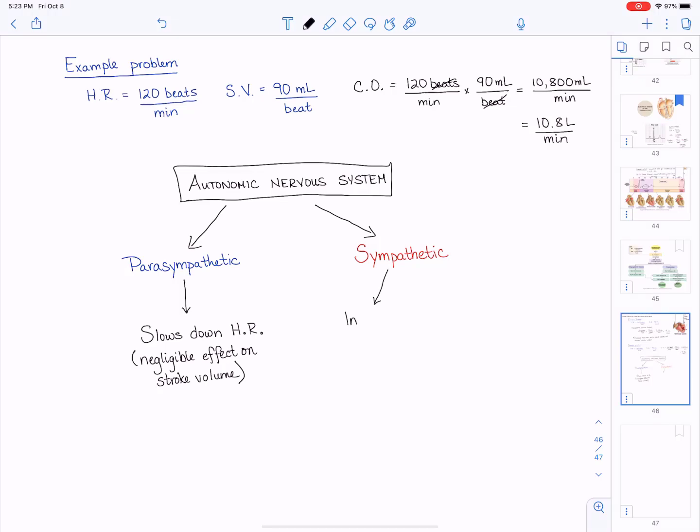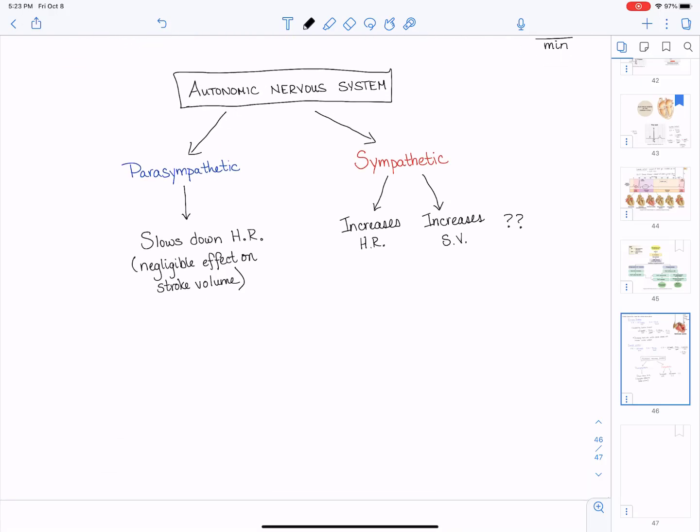In contrast, the sympathetic nervous system both increases the heart rate and increases the stroke volume. Now, we've already covered how it increases the heart rate, so let's explore a little bit more about how the sympathetic nervous system can increase the stroke volume. Here's the rationale. Now, I've already said the primary way to increase stroke volume is to increase the amount of pressure that is generated in the ventricle during the contraction.